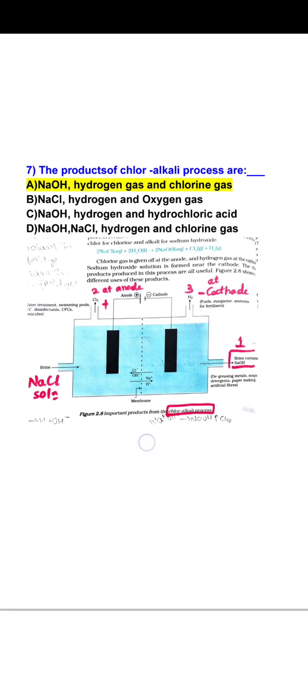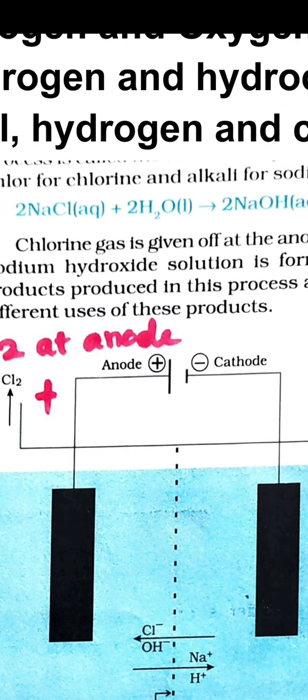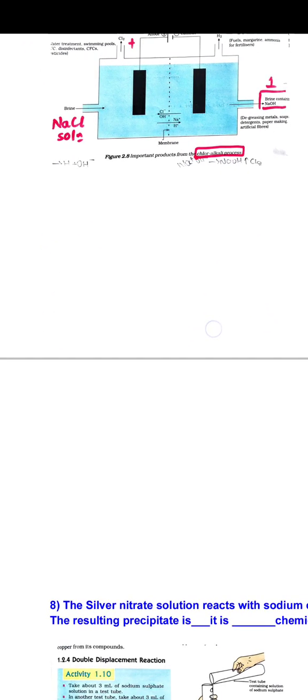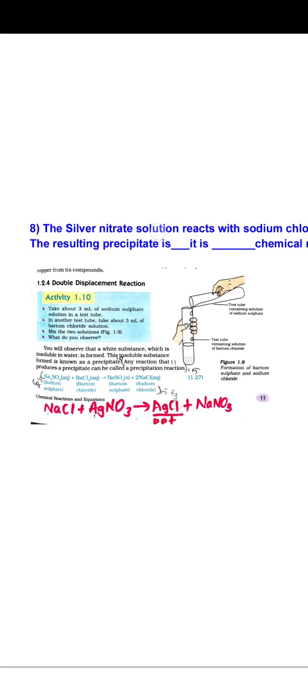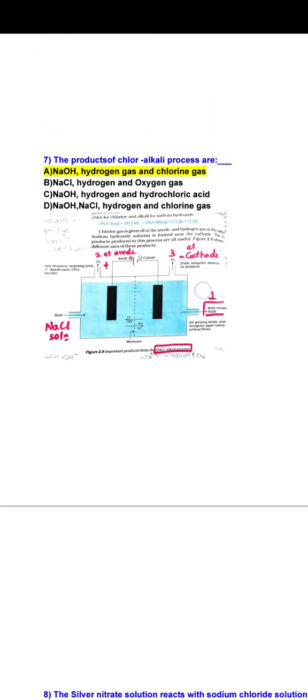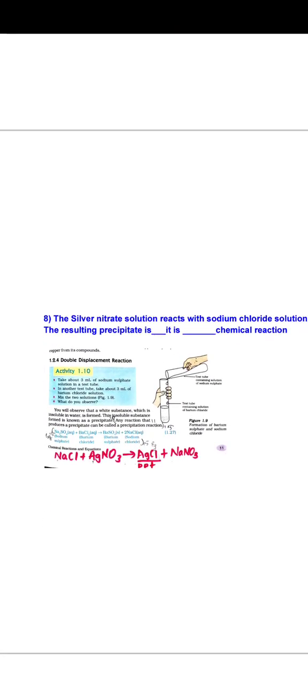You may be asked about the uses of these products, and also about the chemical equation related to the chloralkali process. So be prepared for the different kinds of questions which may appear for this chloralkali process. And you may be asked why it is called the chloralkali process. Chlor means chlorine gas is produced, and alkali means NaOH, a soluble base. So chloralkali process is the name given to the chemical process.